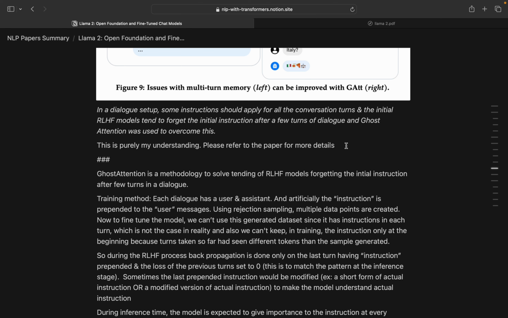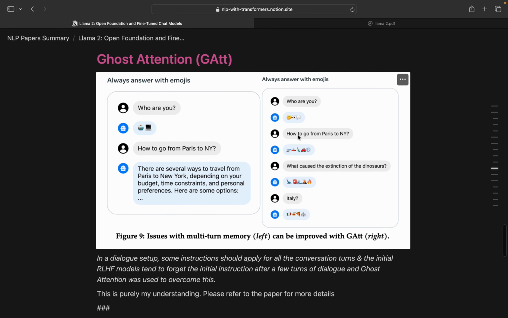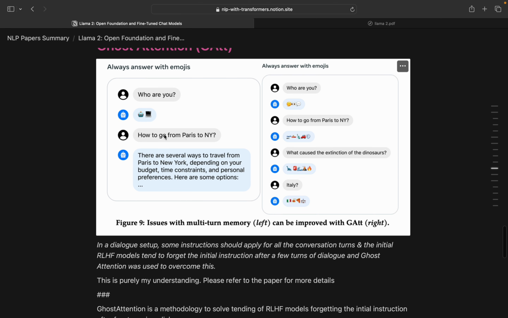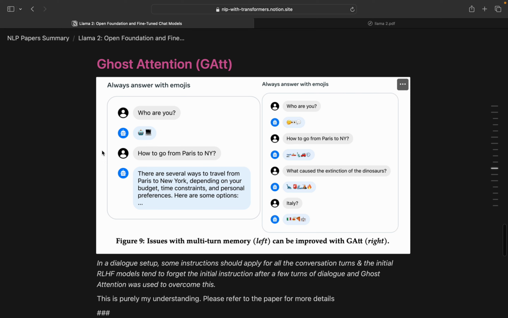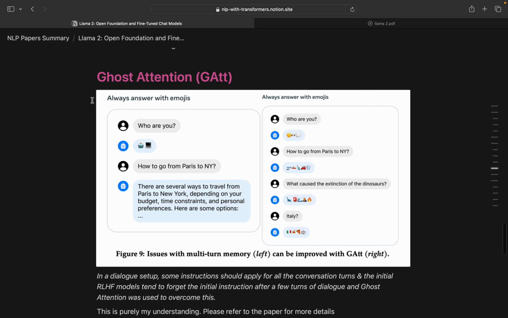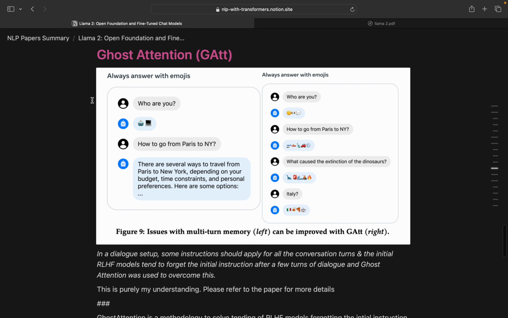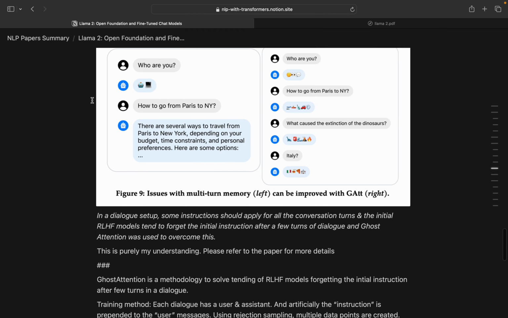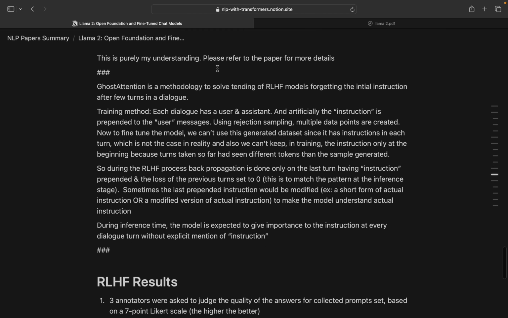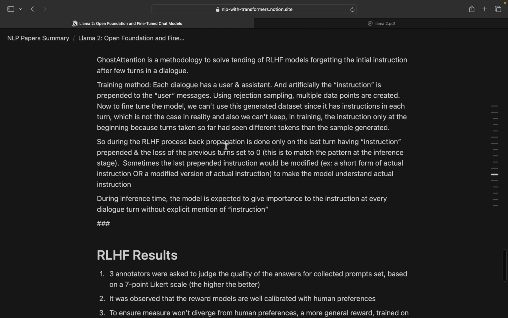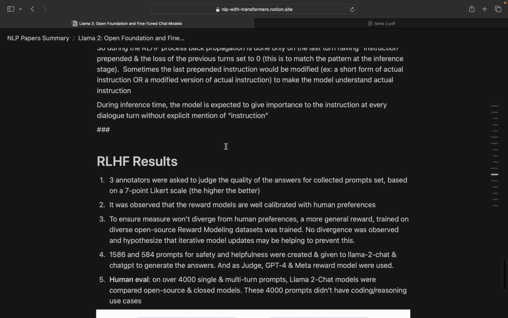But it seems that after this, they mentioned that it could even support 20 turns as well. Earlier, even 2 to 3 turns it used to fail. But after applying this ghost attention, I think it has started going even 20 turns too. If you want to know more details, please go through that. But this is what I could understand from what they mentioned about ghost attention.